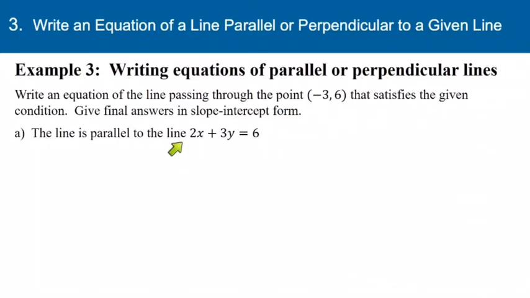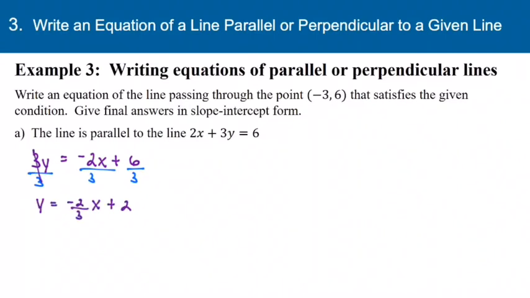So we'll start by putting this line in slope-intercept form so that we can see its slope. So let's solve it for y. So the first thing we'll do is isolate the y term. We'll move the 2x to the right side of the equation. And now we'll isolate the y variable, so we'll divide through by 3. And we see this line in slope-intercept form is y equals -2/3 x plus 2, because 6/3 reduces to 2.